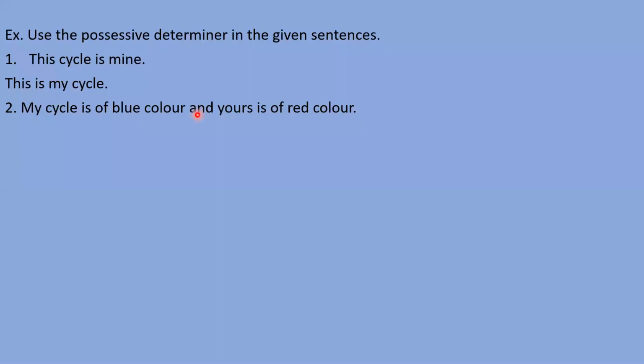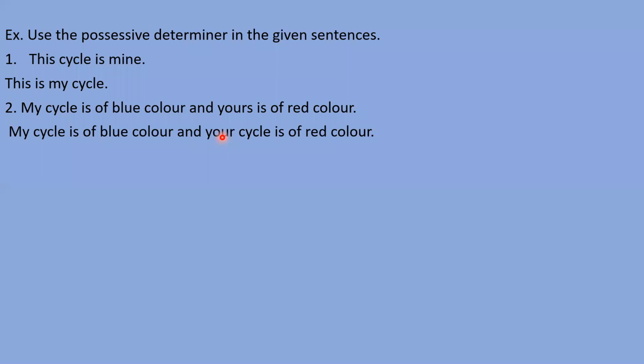Can you tell? This part is right. My cycle is of blue color and what can you write here? My cycle is of blue color and your cycle is of red color. Yes, your cycle is of red color. We always need to use a noun after the determiner. Remember this point. So your sentence is right. Both the sentences give the same meaning. But in the first sentence we have used the pronoun and in the second sentence we have used a possessive determiner, right? So in this way, you need to write the sentences.